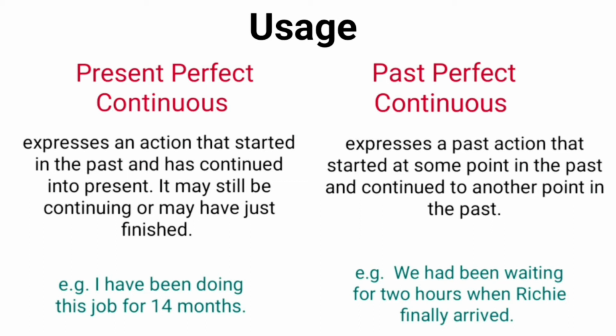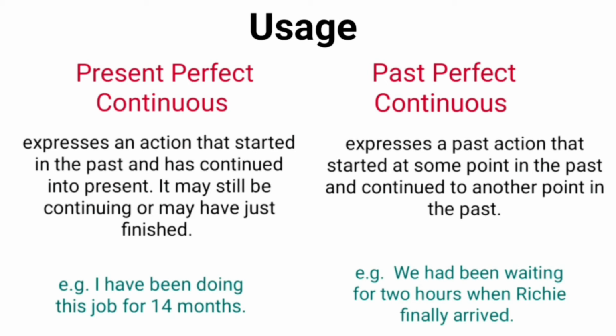Past perfect continuous tense expresses a past action that started at some point in the past and continued to another point in the past. For example, we had been waiting for 2 hours when Richie finally arrived. Here, we started waiting at some point in the past and continued waiting for 2 hours when Richie finally arrived. Here, action is finished in the past.